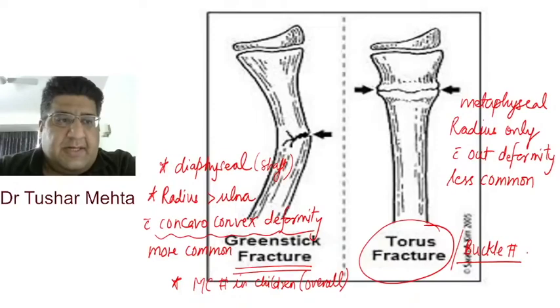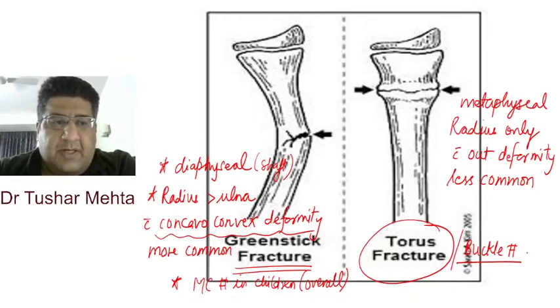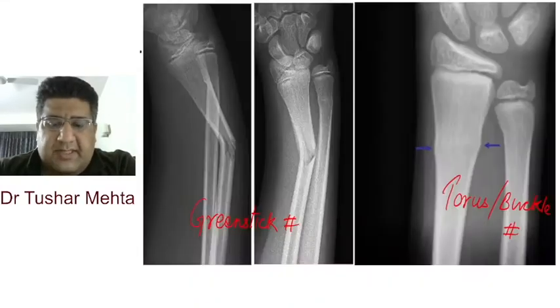Both the fractures are classically seen in children, but please try to understand that greenstick is more commonly seen as compared to torus. Greenstick is more commonly seen clinically as compared to torus. Do we get this?